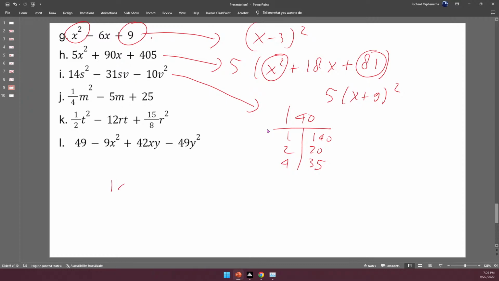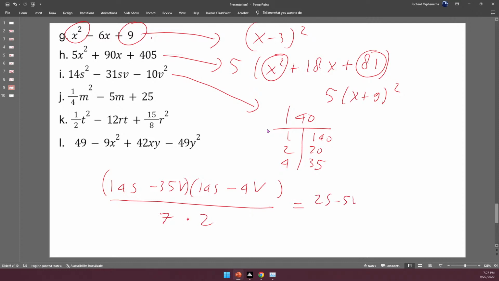And how can we solve this? So we will write down 14s here and another 14s here. We have 4 and 35, minus 35 here, minus 4 here. Don't forget to divide everything by 14. But because dividing everything by 14 will be a fraction, we split the 14 into 7 and 2. So the left one divide by 7, the right one divide by 2. It will be 2s minus 5v. The right one will be 7s minus 2v.